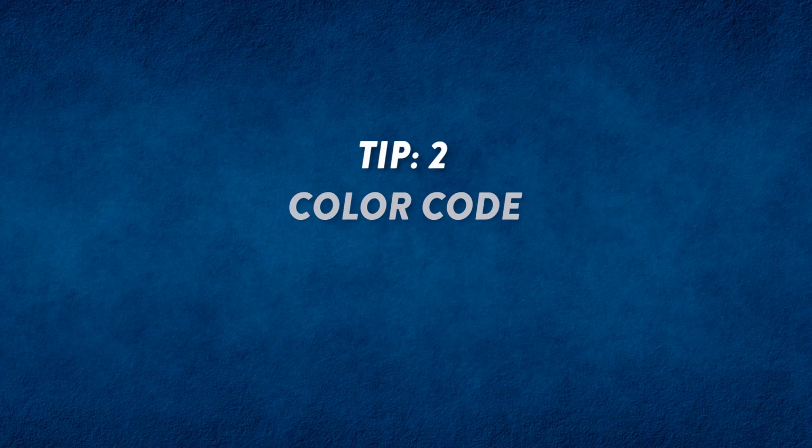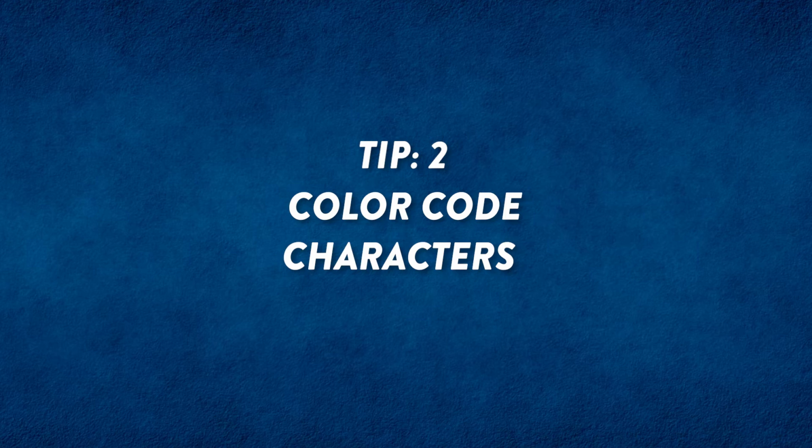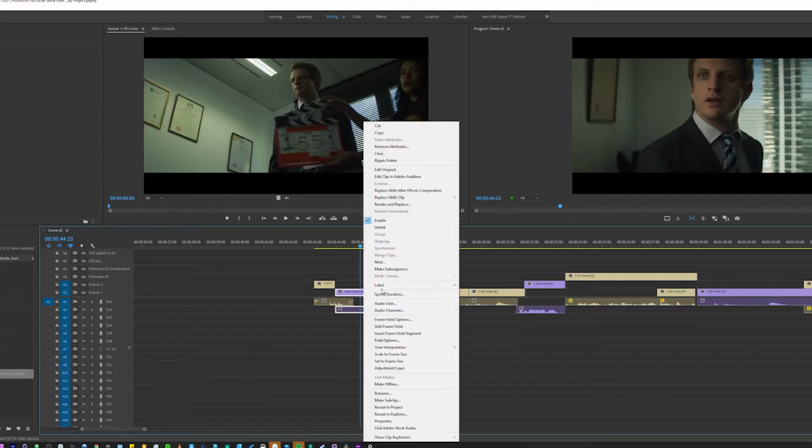Tip number 2, color code your characters. What I mean by this is setting a different color to the characters that you are editing so that we can visually see what clips we are working with in our timeline. To set a different color on a clip, right click the clip, scroll down to label, and then select whatever color that you want. It's very, very good practice to do this for each of the following: characters, foley, music, sound effects, graphical elements, VFX elements. It's also good practice to label your tracks, just to keep everything visual and tidy.